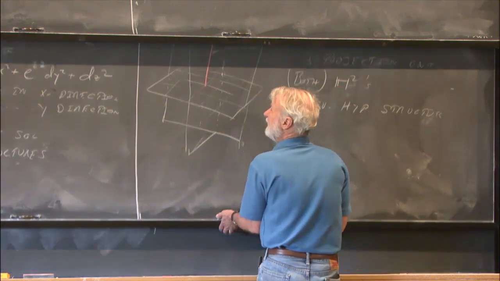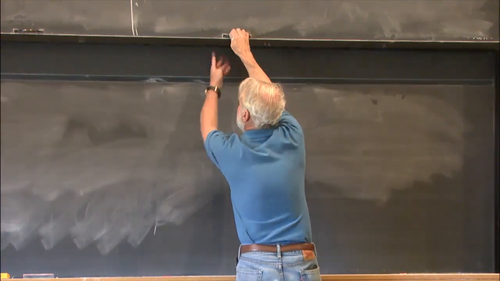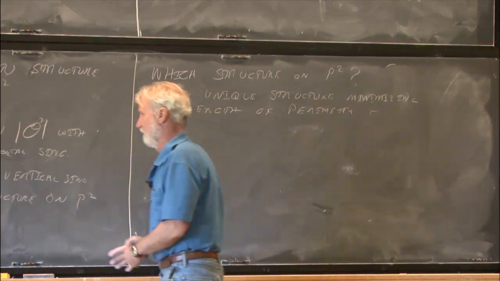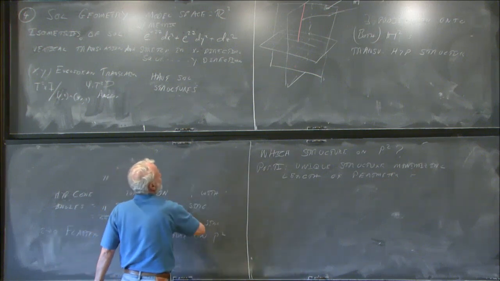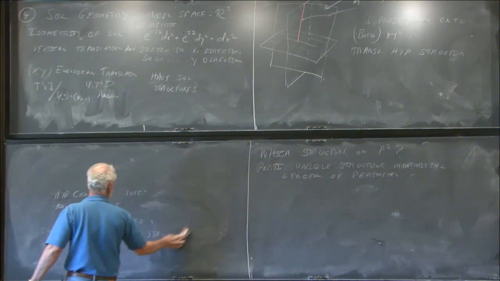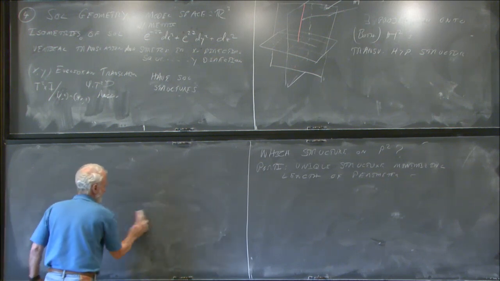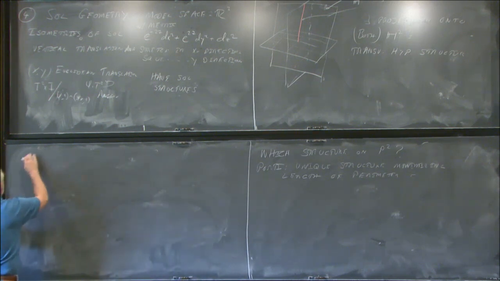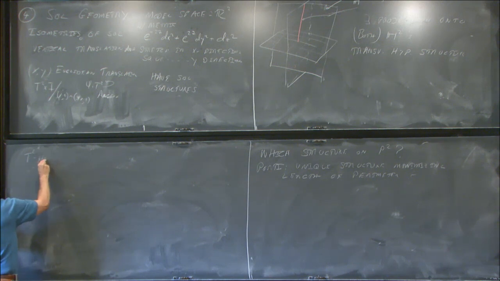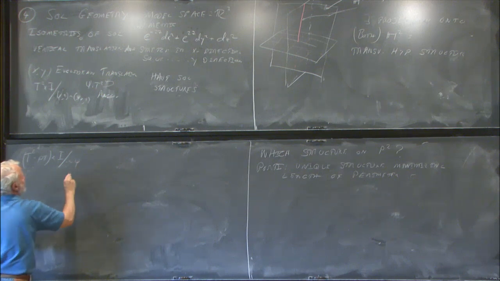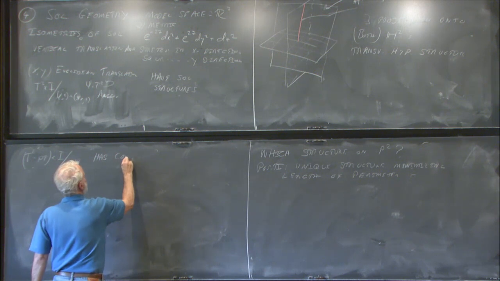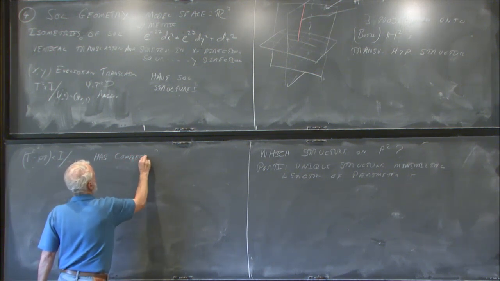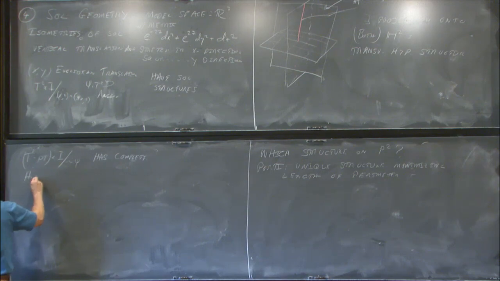On the other hand, if I remove a point, say an invariant point like the origin here, so if I take T2 minus a point cross I, again divided out with this here, this has a complete hyperbolic structure.